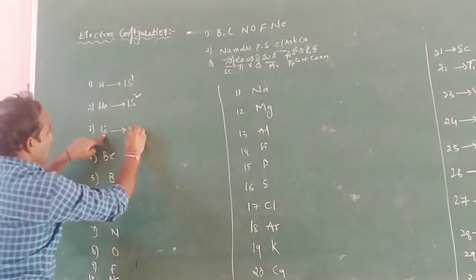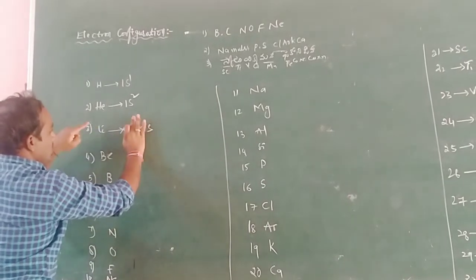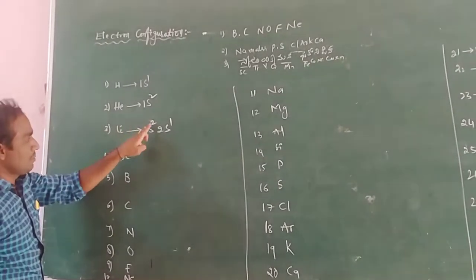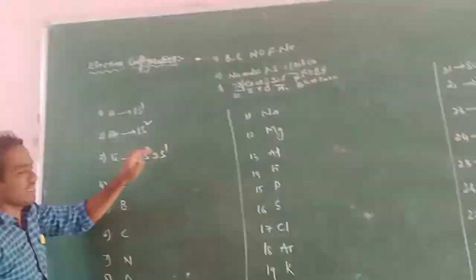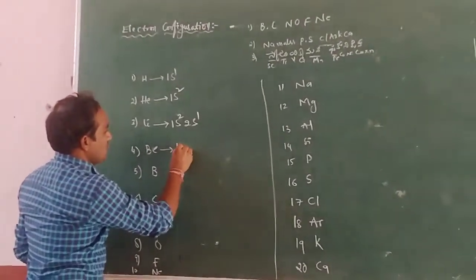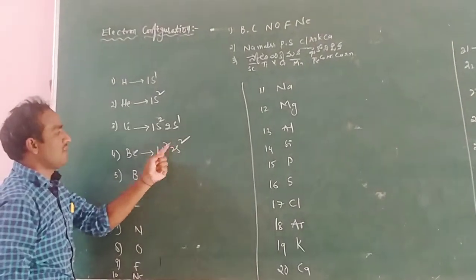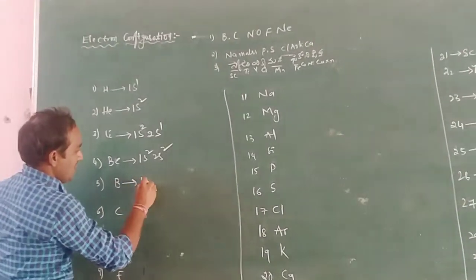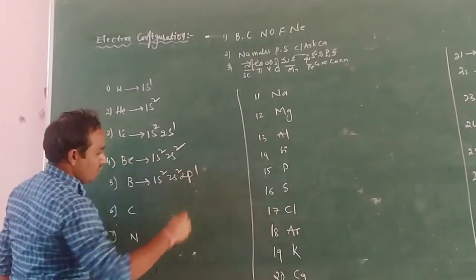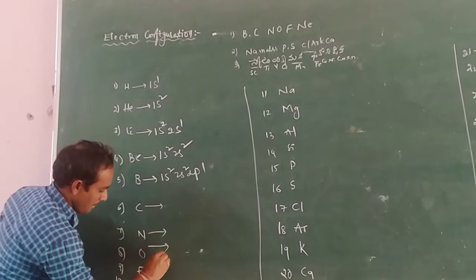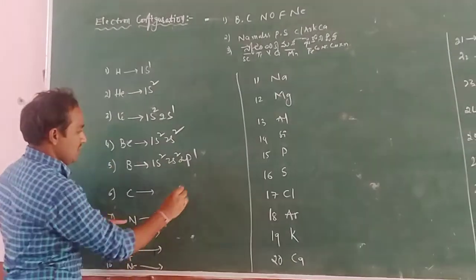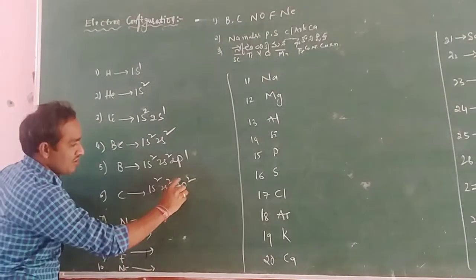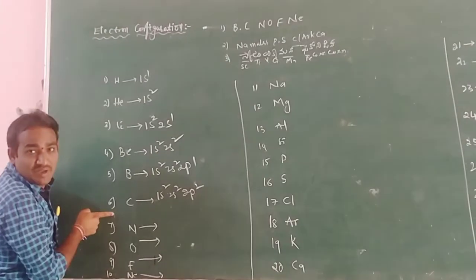Next, 1s2, 2s1. The atomic number of lithium is 3, and the sum of the powers is 3: 1s2 and 2s1. Next is 1s2, 2s2. The sum of the powers is 4, equal to the atomic number of beryllium. Next 1s2, 2s2, 2p1. Next 1s2, 2s2, 2p2. The sum of these powers equals the atomic number 6.